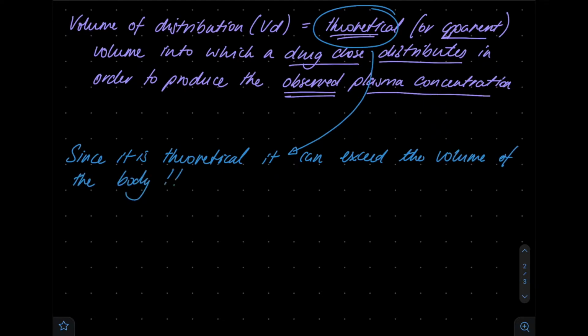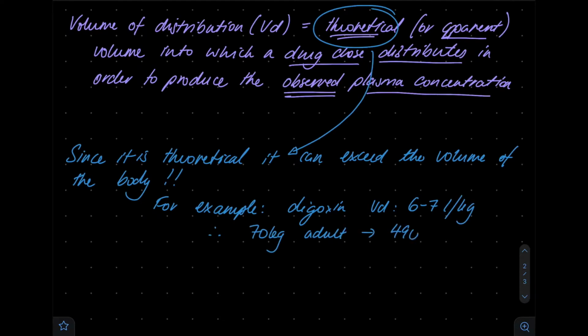For example, digoxin has a volume of distribution of 6 to 7 litres per kilogram, which for a 70 kilogram adult is around 490 litres, which is huge. Hopefully the next part of the definition, where it talks about the drug dose distributing to produce the observed or measured plasma concentration, will make more sense when we look at the equation that describes volume of distribution and go into detail of how volume of distribution is measured.